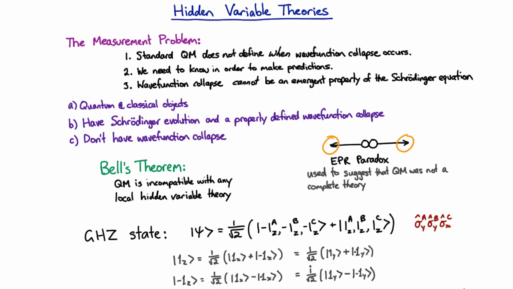And that gives us two final options. The first is to actually have a wave function collapse, but make it properly defined and make it somehow relativistically safe. And finally, we have an option where we get rid of wave function collapse entirely.